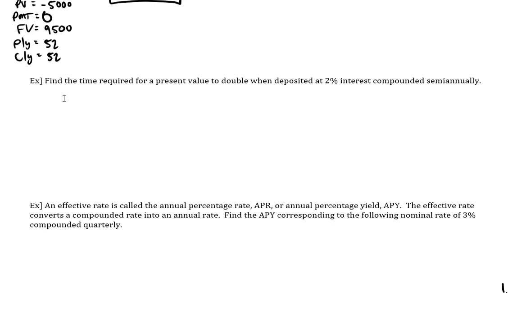In this one, we've got find the time required for a present value to double when deposited at 2% interest compounded semi-annually. Again, we see compounded, so let's go ahead and set up our calculator menu. N equals, I% equals, PV equals, PMT equals, FV equals, and then our P over Y and our C over Y. So just getting it all ready.